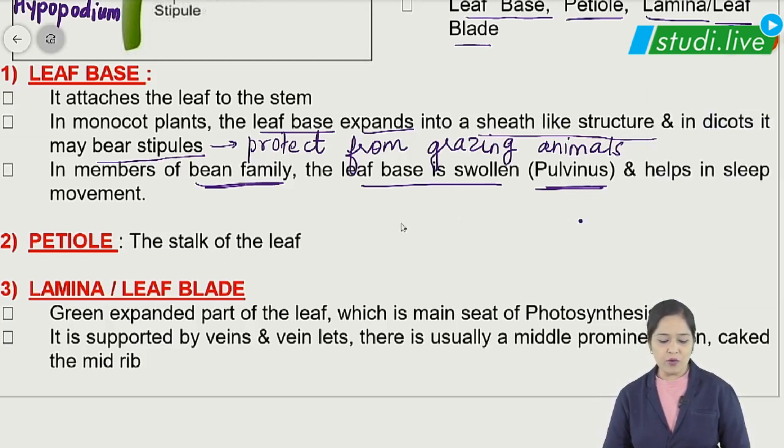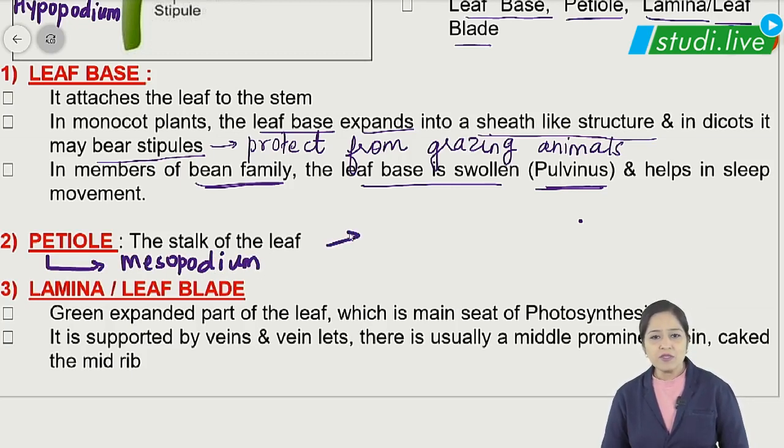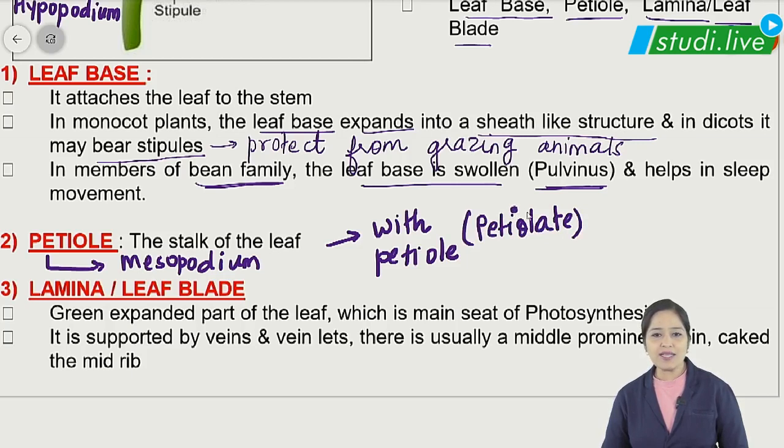Now next is the petiole, which is known as mesopodium. It is the stalk of the leaf. A leaf with a petiole is known as petiolate, and when it is without a petiole, it is known as sessile.